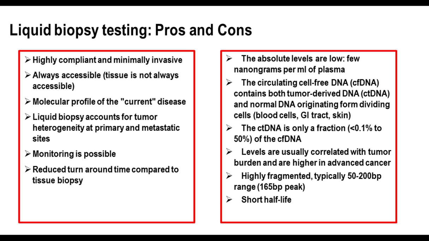We usually isolate only a few nanograms of DNA from plasma, and only a small fraction of this DNA really derives from the tumors. In fact, we find a lot of normal DNA deriving from normal cells, in particular from blood cells. So the circulating tumor DNA can be only a very small fraction of the total cell-free DNA. This means that the allelic frequency of the mutations is usually low, and on top of this, the DNA is highly fragmented and has a short half-life. For these reasons, we do need highly sensitive methods for the analysis of cell-free DNA.